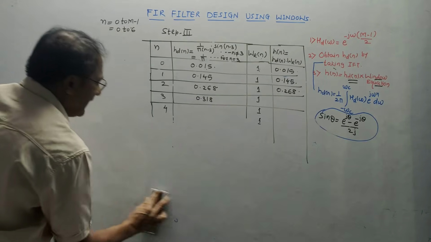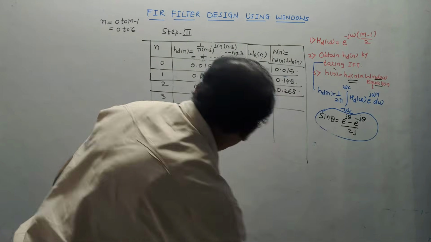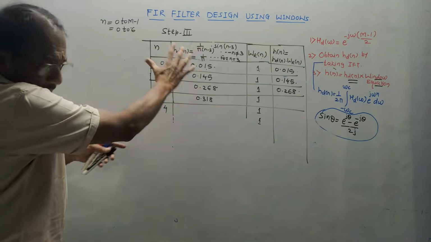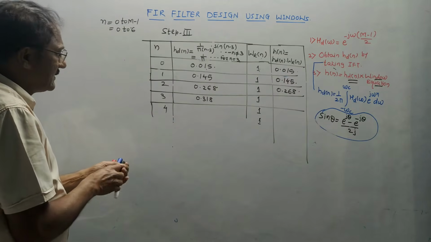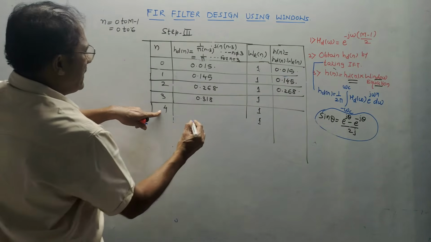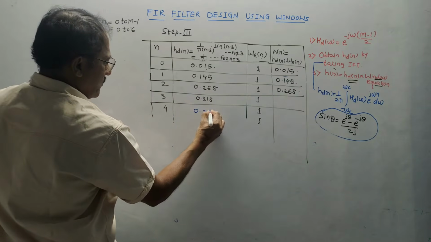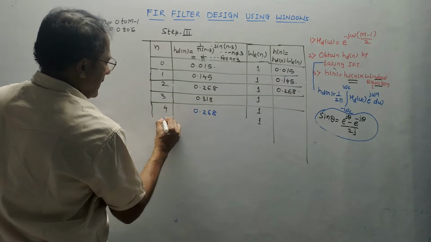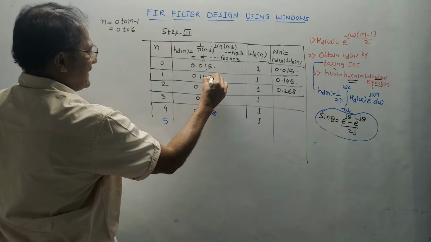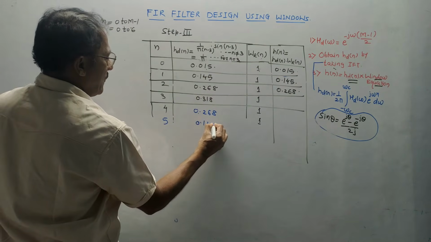You have already done the calculation till the middle part, that is till the value of 3. After that, values repeat. That means value of 4 will be same as the earlier value. So this answer is 0.268. Then value of 5 will be same as this value, 0.145.